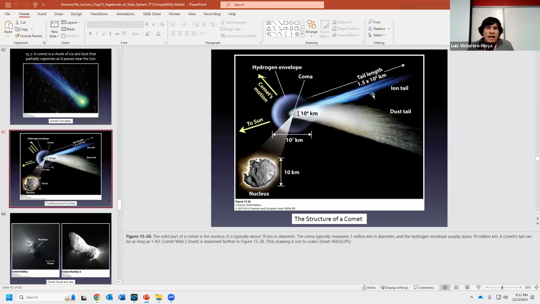But then you have this ionization tail, which is normally of bluish color, blue ions, excited ions. And why is that? Because the comet, which has a hydrogen envelope, has ions surrounding it, charged ions, which are going to be pushed to the side by radiation pressure from the sun.